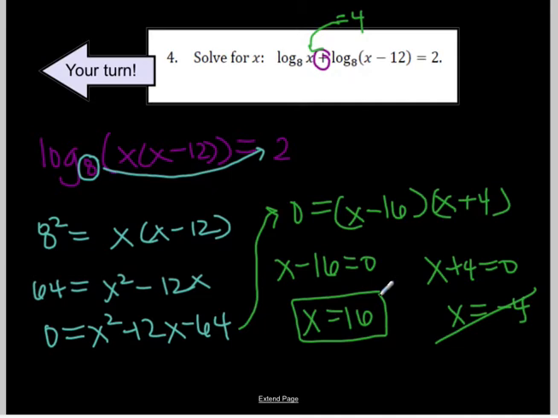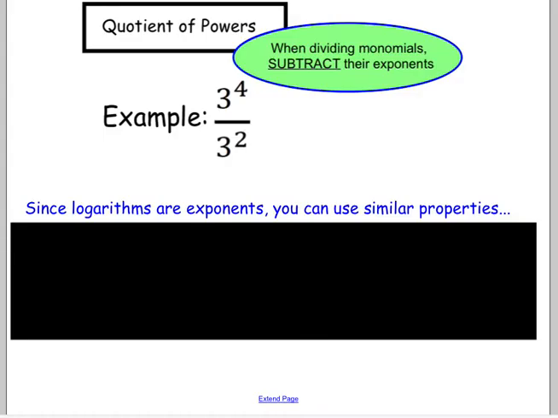Okay. So that is our rule for multiplication. Okay, you can rewrite it with addition. Now we're going to go ahead and look at division. Okay, so quotient of powers. So let's just look at how we did it with exponents before. Remember, when you were dividing monomials, you rewrote it using subtraction. So it'd be 3 to the 4 minus 2 is equal to 3 to the second. Okay, remember, you can find this rule at the very top of your notes on the front page.